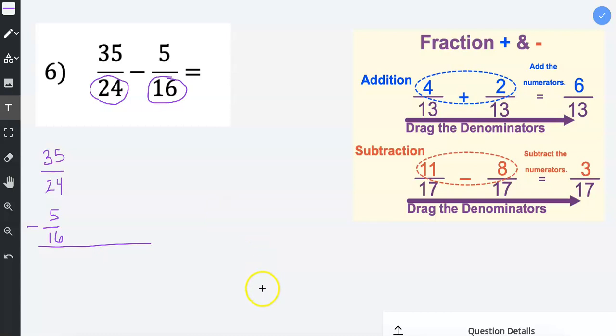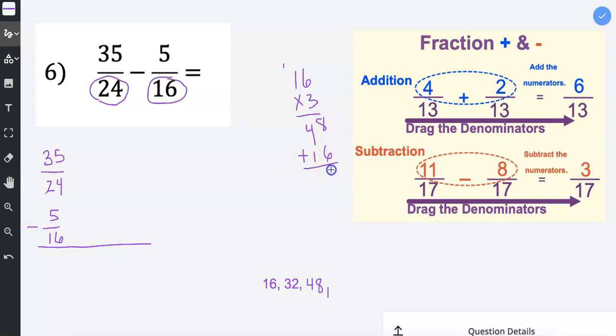So I'm going to start with 16. So 16 plus 16 gives me 32. Let's say that I don't know the next multiple. Well, I can just multiply 16 times 3. 6 times 3 is 18. Carry the 1. 1 times 3 is 3 plus 1 is 4. So the next multiple of 16 is 48. And then 48 plus 16, well, 8 plus 6 is 14. Carry the 1. 4 plus 1 is 5 plus 1 is 6. So 64.